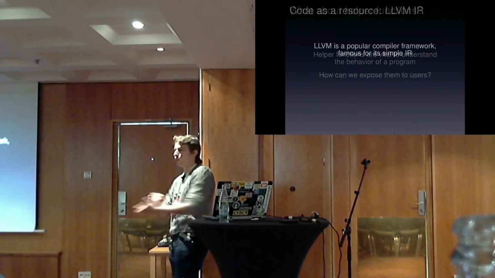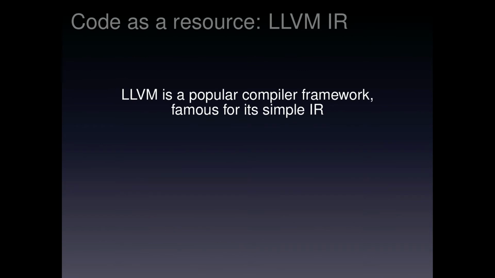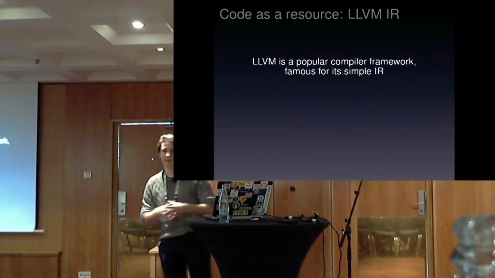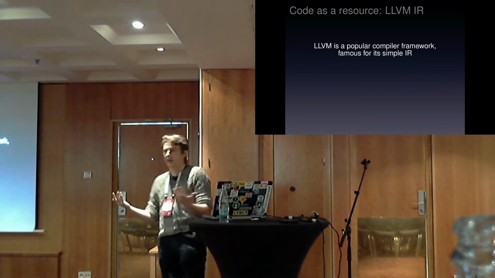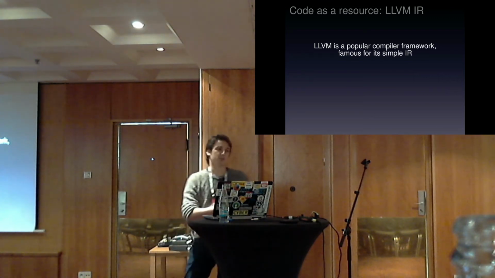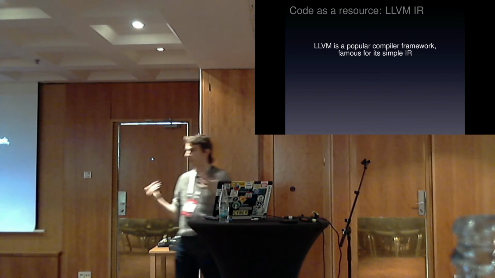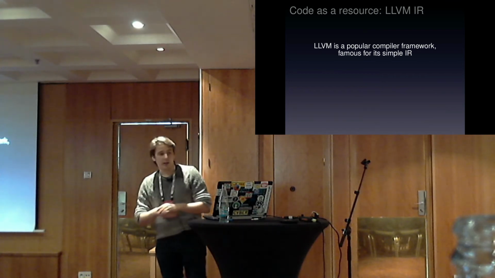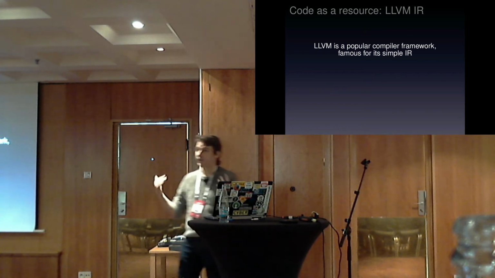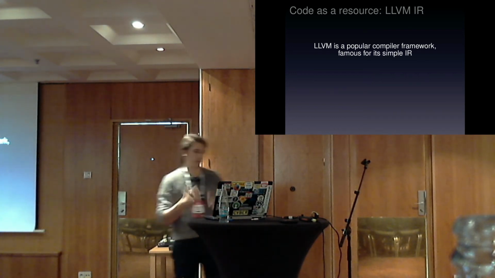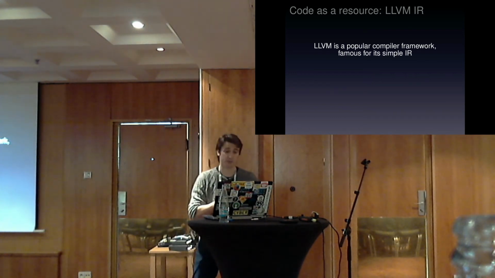The idea is to use the code as a resource, let's say, as a commodity. So the idea is to use LLVM IR. LLVM is a compiler framework, maybe you know Clang, which is an alternative to GCC. It's pretty popular for its IR, its intermediate representation, which is pretty simple to manipulate. That's one of the key features that made it famous.